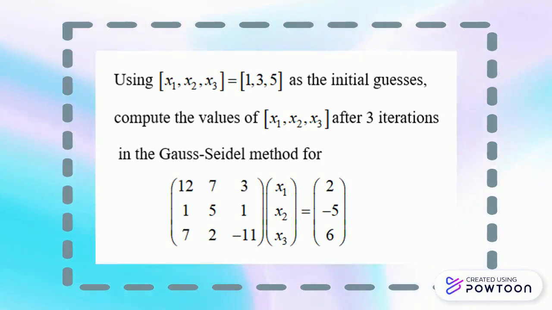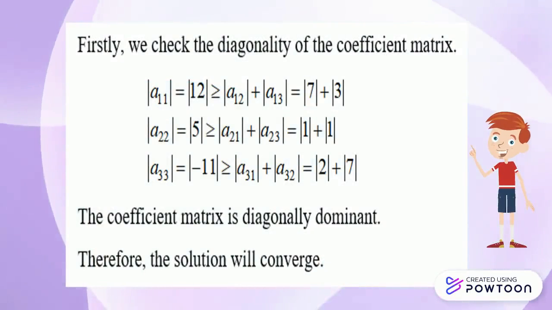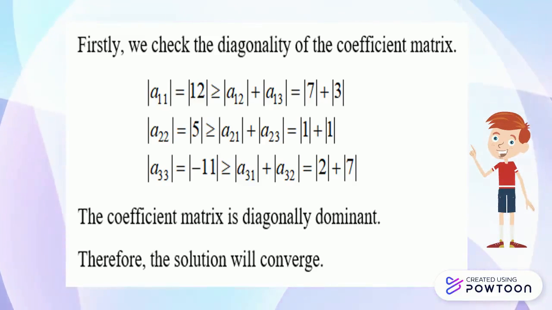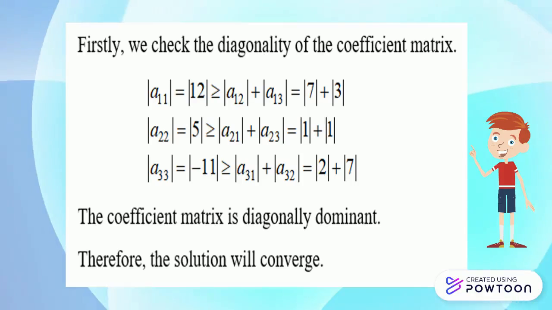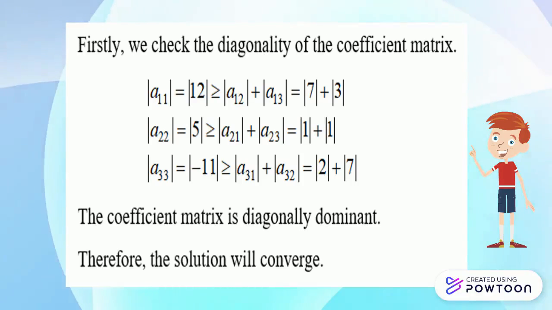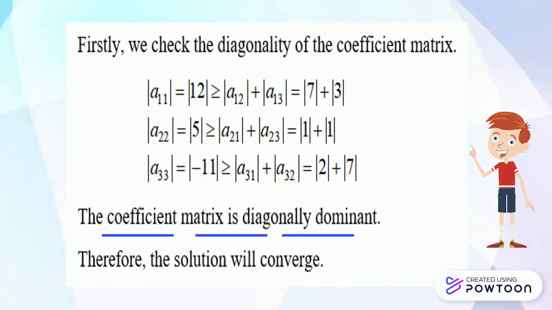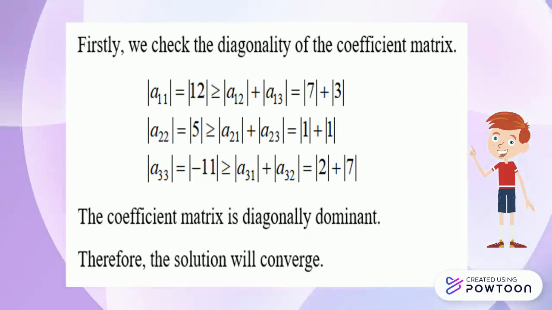To solve the problem, firstly, we must check the diagonality of the coefficient matrix. Here, we have the magnitude of A11 equal to 12, which is greater than the sum of the magnitudes of A12 and A13, that is 10. We also have the magnitudes of A22 and A33 greater than the sum of the magnitudes of all other non-diagonal entries in the respective rows 2 and 3. So, the coefficient matrix is diagonally dominant. Therefore, we know that the solution will converge.